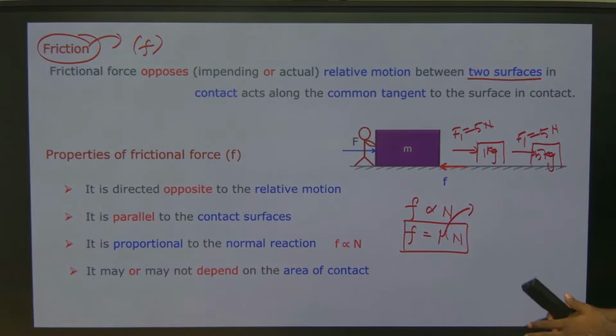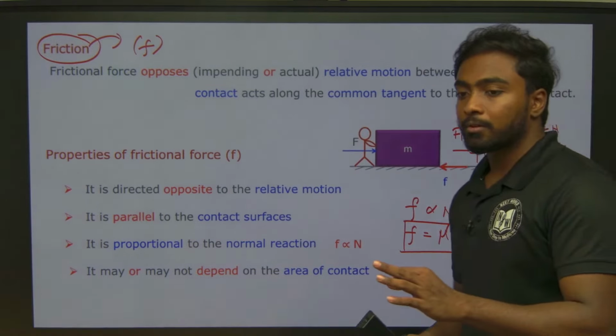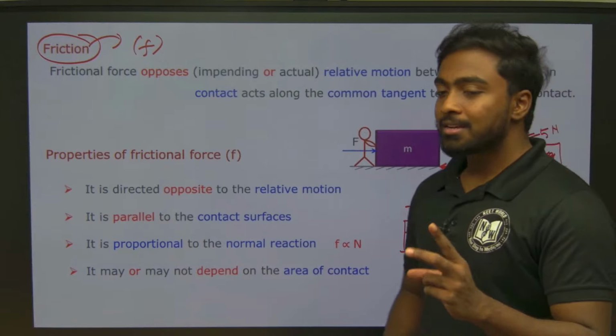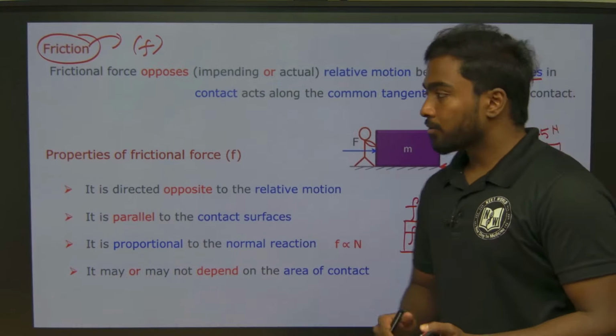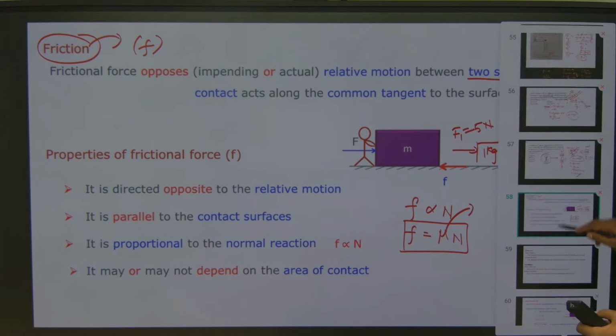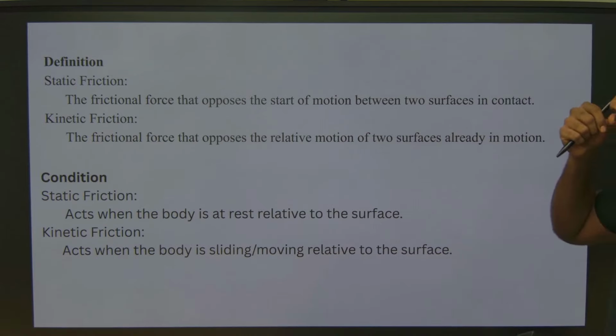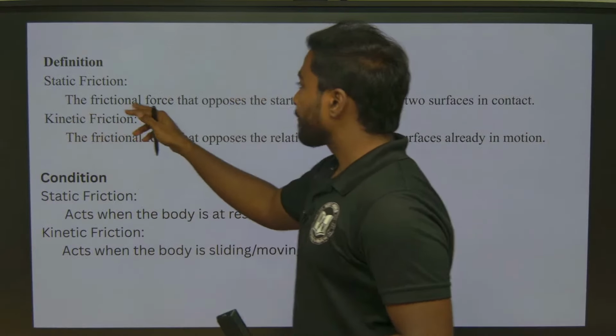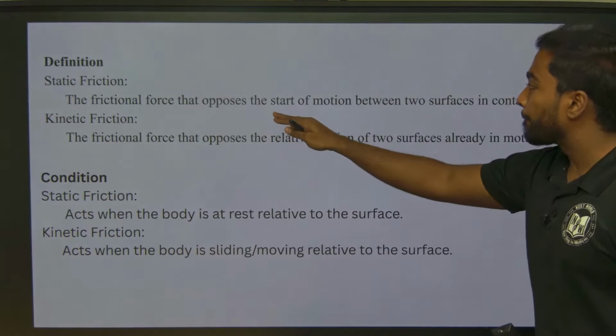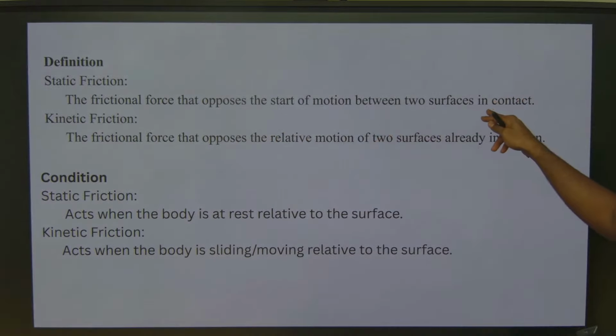So when we are talking about friction, there are three types. One is static friction, second is kinetic friction, and third is rolling friction. First we'll see two things, static and kinetic. Static friction is nothing but a force that opposes the start of motion between two surfaces.